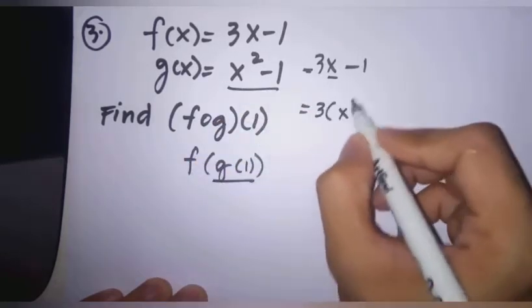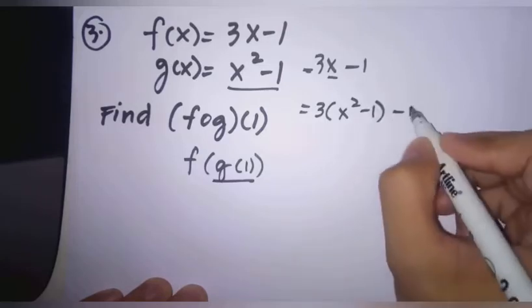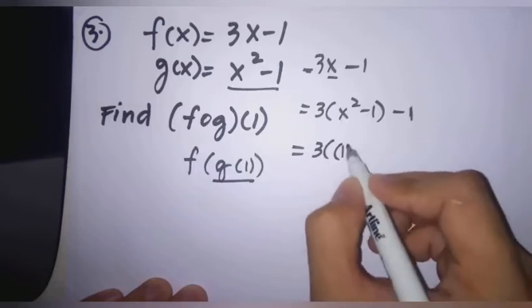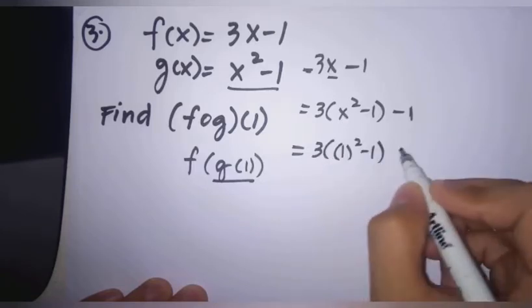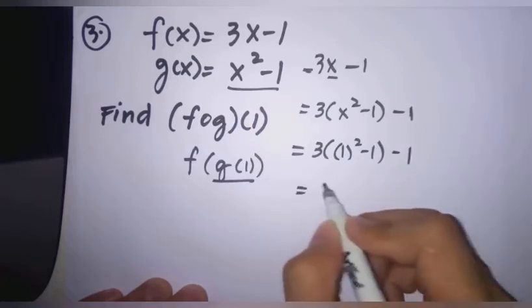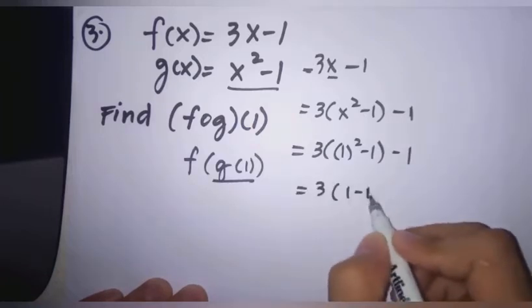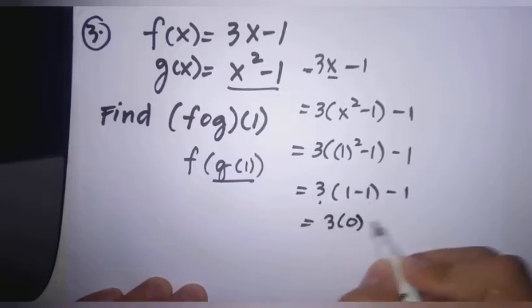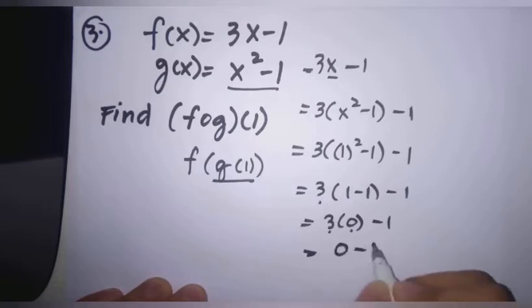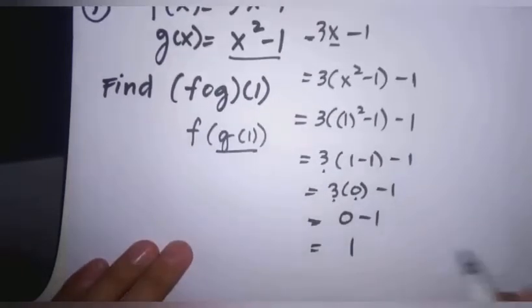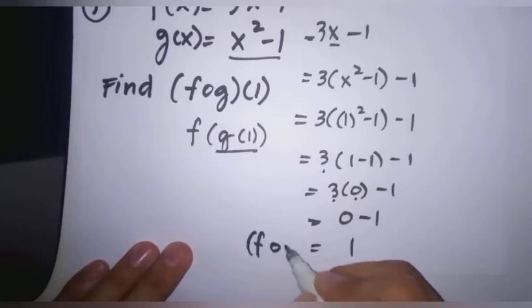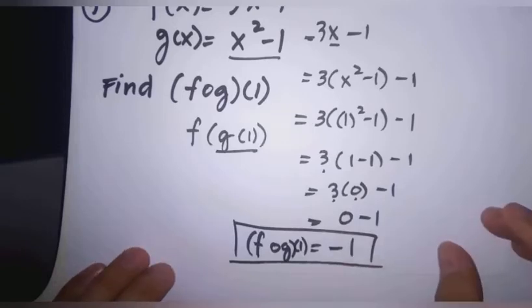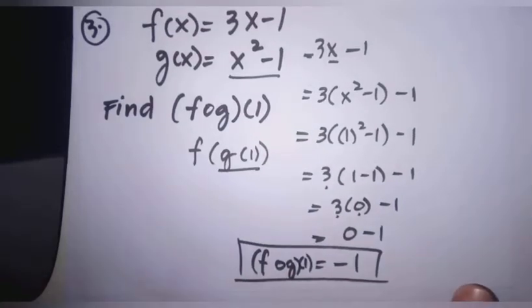So, 3, then x squared minus 1, then minus 1. Dahil nga may 1 siya, lahat ng x nung nasa loob, gagawin natin siyang 1. So, 3, and then 1 squared, that is 1. 1 minus 1, that is 0. So, 3 times 0, that is 0. 0 minus 1, that is negative 1. So, the answer to f of g of 1 is, I'm sorry, negative 1. This is our answer. Proceed na to the next.